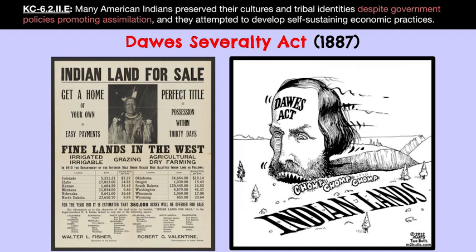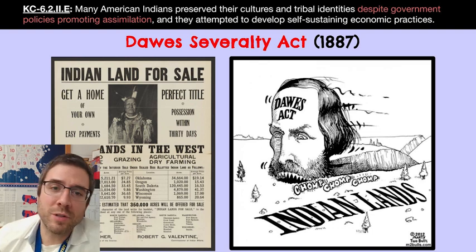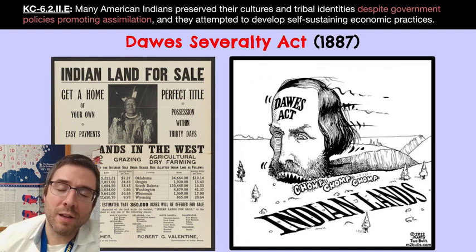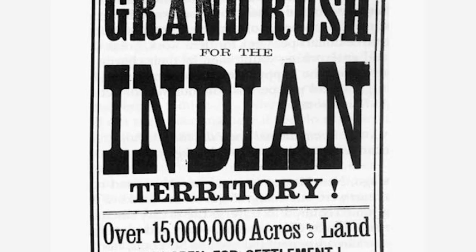It offered 160 acres of land to any family head, or 80 acres per any single adult that was interested in living on that land for 25 years. And once they had done that, they would gain U.S. citizenship and get to keep that land as well.